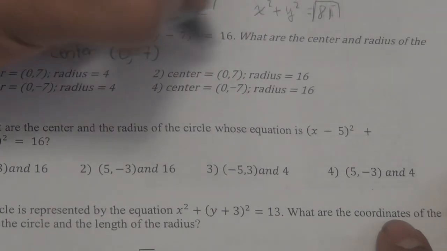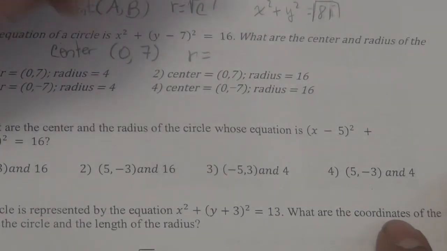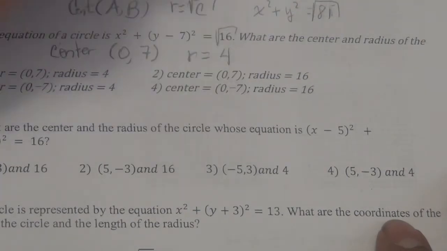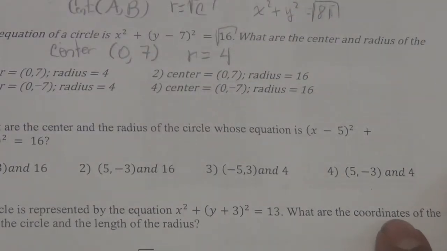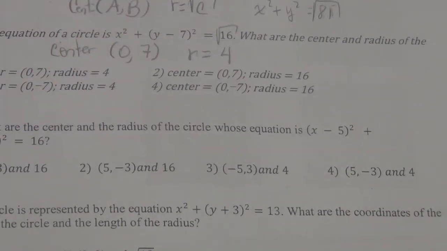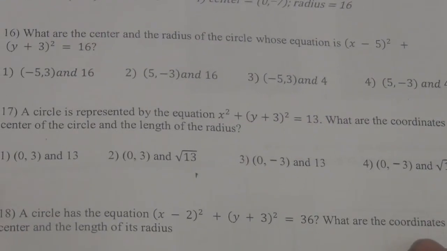Good, positive 7. The radius is what? The radius is 4 because the square root of 16 is 4. Remember, this is r squared. Alright, so now you could do this on your own.